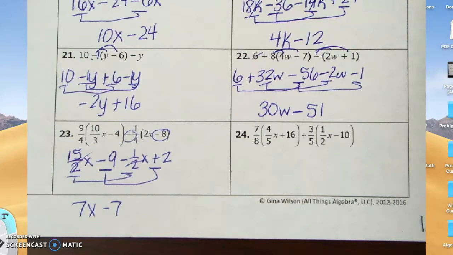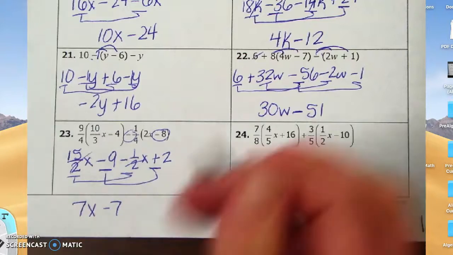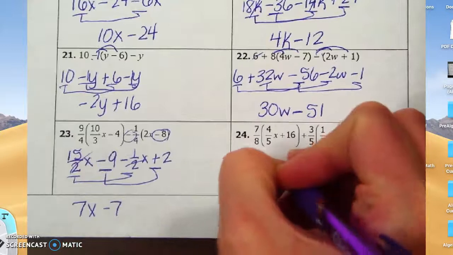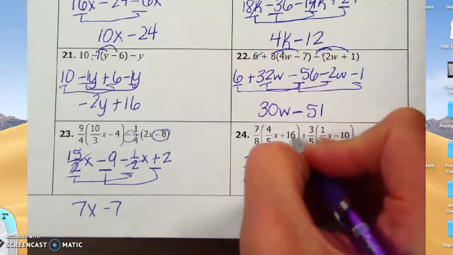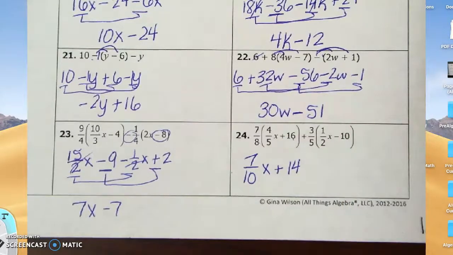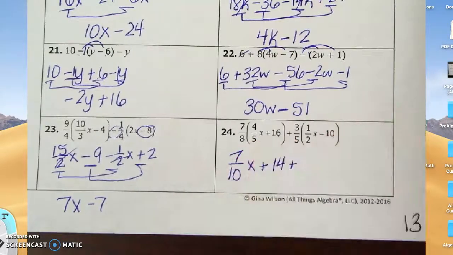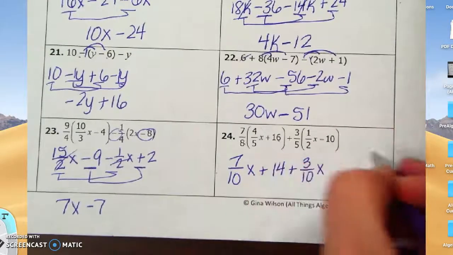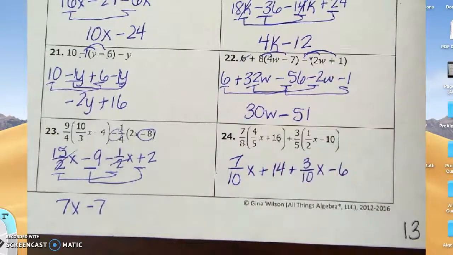24, 7 a b/c 8 times 4 a b/c 5 gives us 7/10 x plus 7 over 8 times 16 would give us 14. And here we're distributing 3/5, so that gives us 3/10 x minus 6.